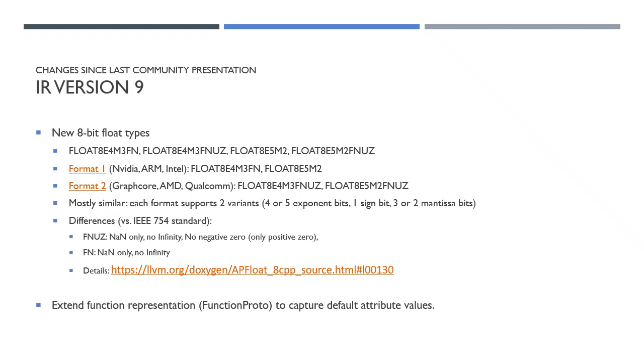As of now, no computation ops support the 8-bit float types. Instead, the plan is to rely on the QDQ representation that has been used for quantization so far. So the plan is to encode the computation by dequantizing the value before any computational op. The other extension in IR version 9 is support for representing default values of attributes in model local functions.